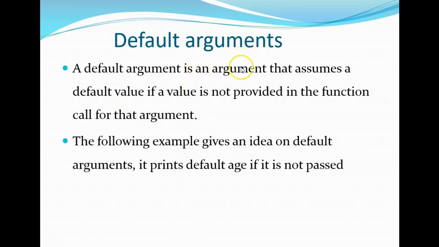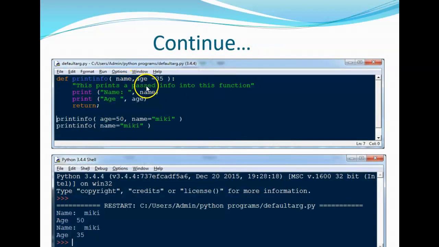And the next one is default arguments. If you are unable to send the corresponding value to the function header, obviously the default value will be taken. Here age 50 overrides 35, but here there is no age value, so obviously it will take 35.